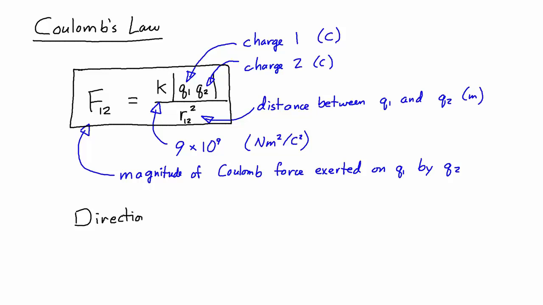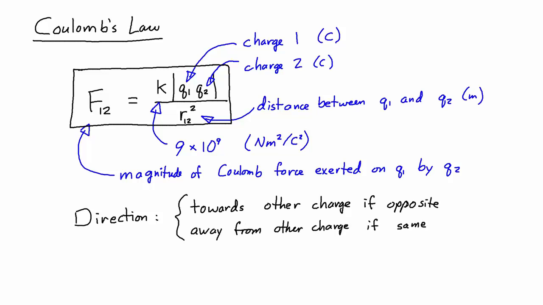that's actually where I recommend you go to find the direction, because the direction of the force, remember force is a vector, so it has magnitude and direction. The direction is that the force will be towards the other charge if the charges are opposite, and it will be away from the other charge if the charges are the same. And that's pretty much all you need to know for Coulomb's law.